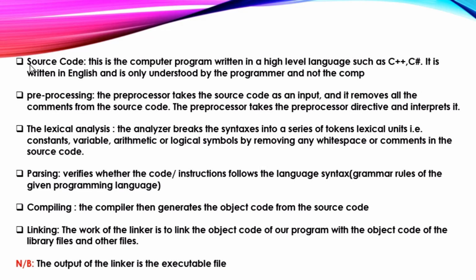The pre-processing stage. Here, the preprocessor takes the source code as the input and it removes all the comments from the source code. It then takes the preprocessor directives and interprets it. For example, in the C language, if the stdio.h, that is the preprocessor directive, if this directive is available, the preprocessor interprets the directive and replaces this directive with the content of the stdio.h file.